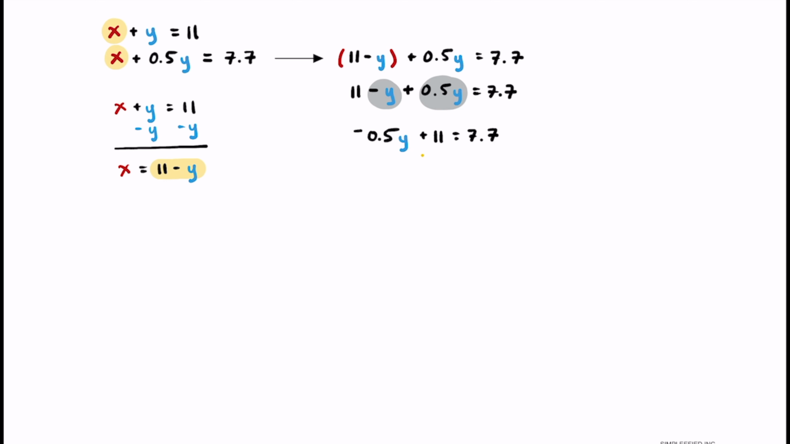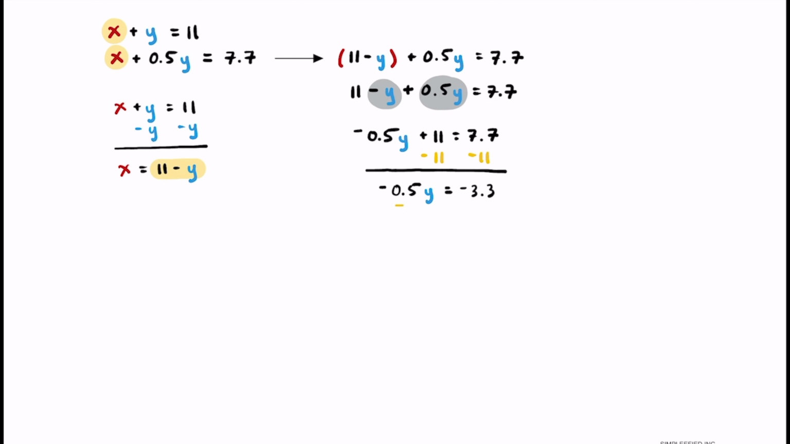Now to solve for y, let's go ahead and subtract 11 from both sides of this equation. If we do that, the 11s are going to cancel out on the left side, so we're going to have this negative 0.5y on the left side. And then on the right side, we have 7.7 take away 11. I think that is going to be negative 3.3.